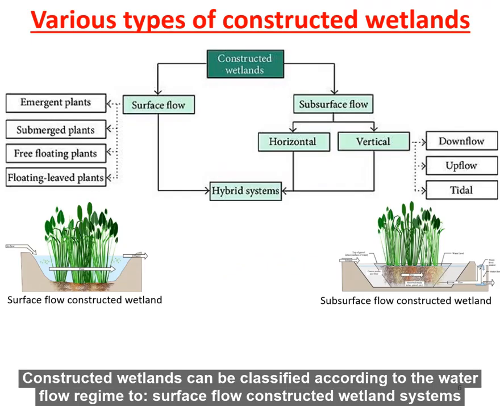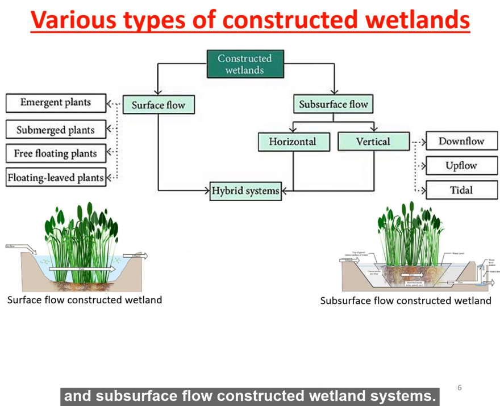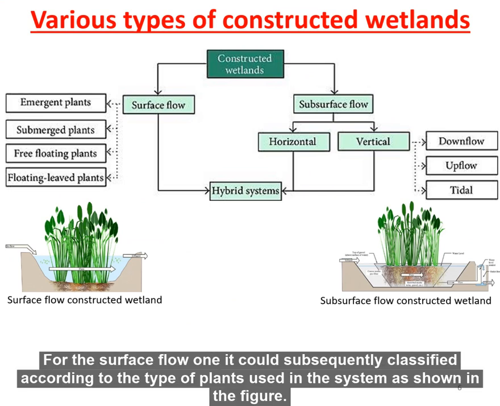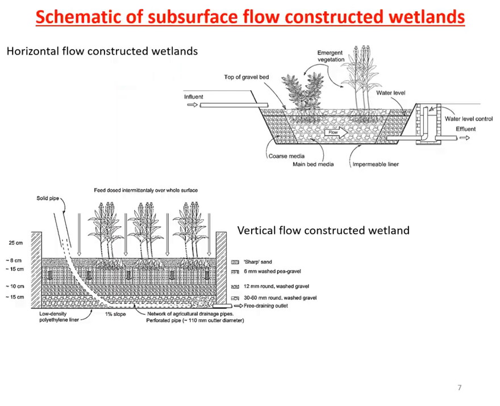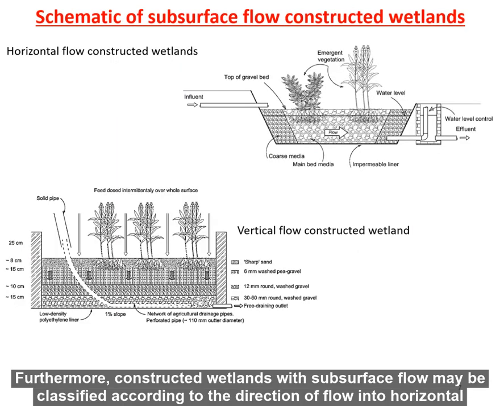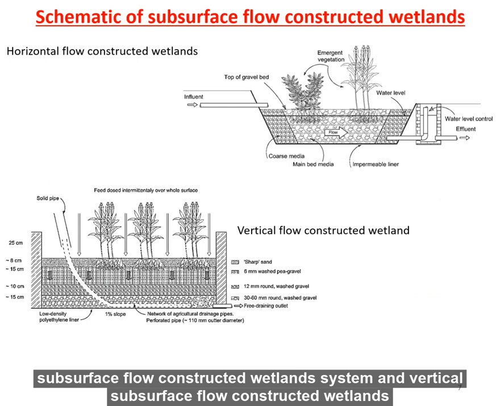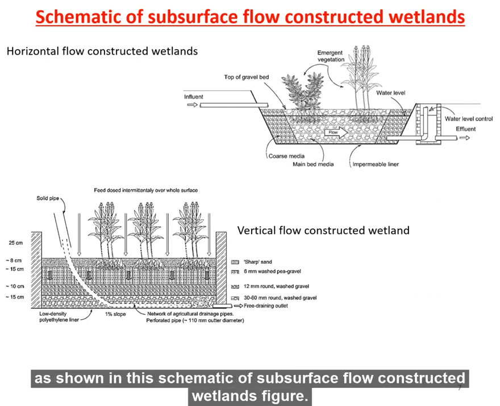Constructed wetlands can be classified according to water flow regime into two: surface flow constructed wetland system, and subsurface flow constructed wetland system. The surface flow one could be subsequently classified according to the type of plants used in the system, as shown in the figure. Furthermore, constructed wetlands with subsurface flow may be classified according to the direction of flow into horizontal subsurface flow constructed wetland system and vertical subsurface flow constructed wetlands, as shown in this schematic of subsurface flow constructed wetland figure.